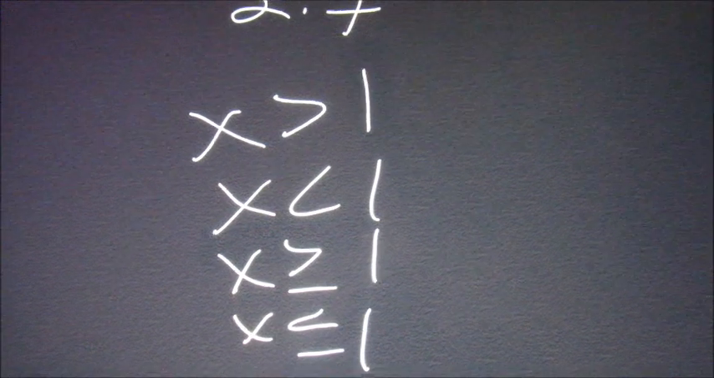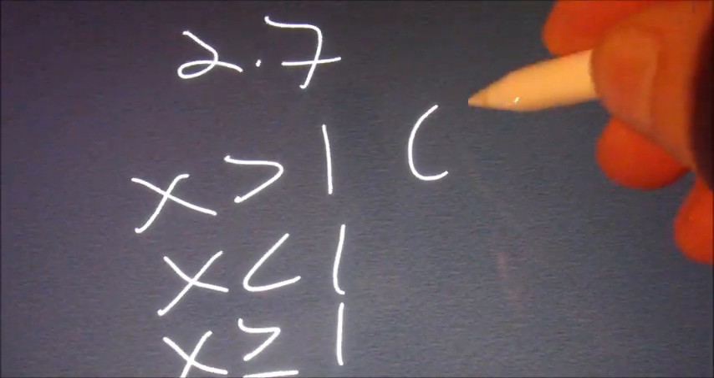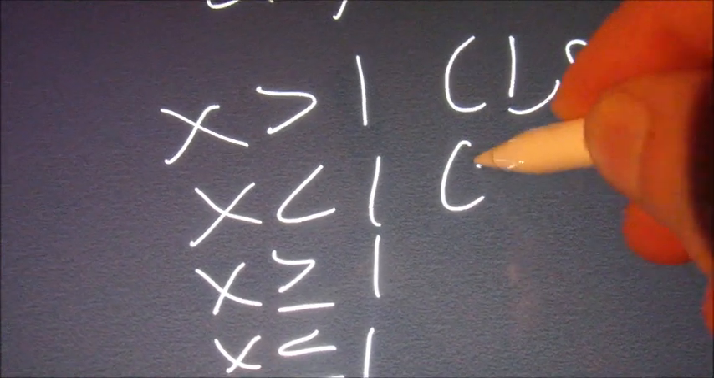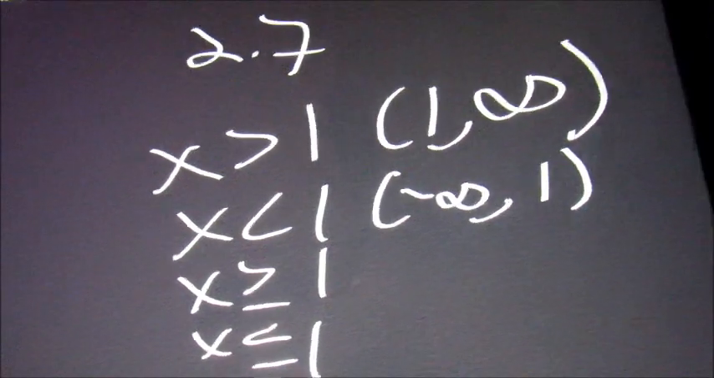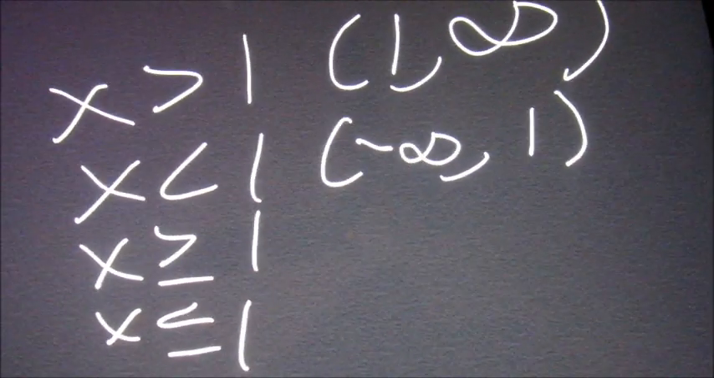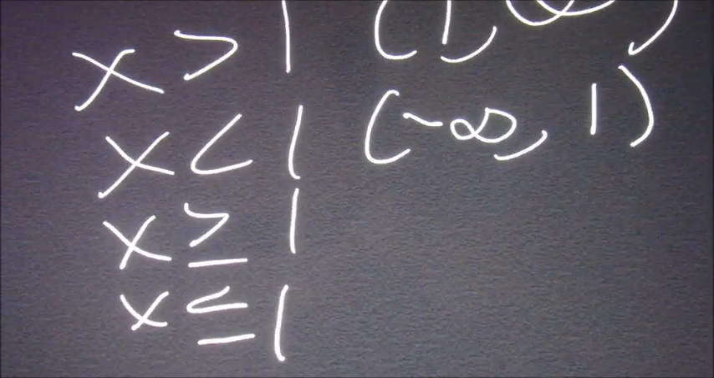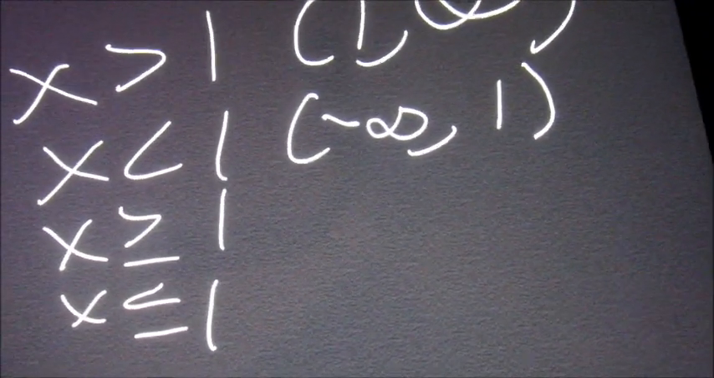So when it's just greater than, then you're going to use a parenthesis. And here, we're going to put a 1, comma, and then it's everything bigger than 1, so it's going to go all the way to infinity. With infinity, you always put a parenthesis. If it's less than 1, then it's going to be negative infinity, comma, 1, and the parenthesis. The parenthesis and the less than mean that the function or graph doesn't include the 1 or whatever number, but it includes everything up to it.